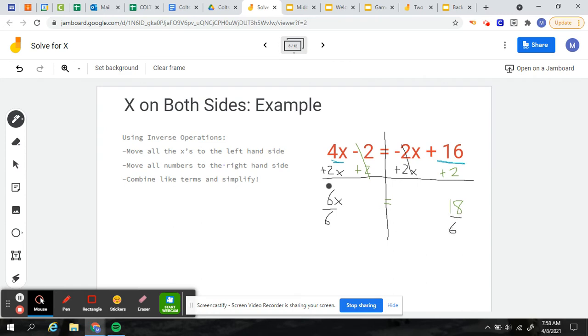Notice that on the left-hand side, those go away, leaving you with just an x. Remember, that's what we wanted. We wanted that x isolated. On the right, you have 18 divided by 6, which equals 3. So the final answer for that example on slide 3 is x equals 3.